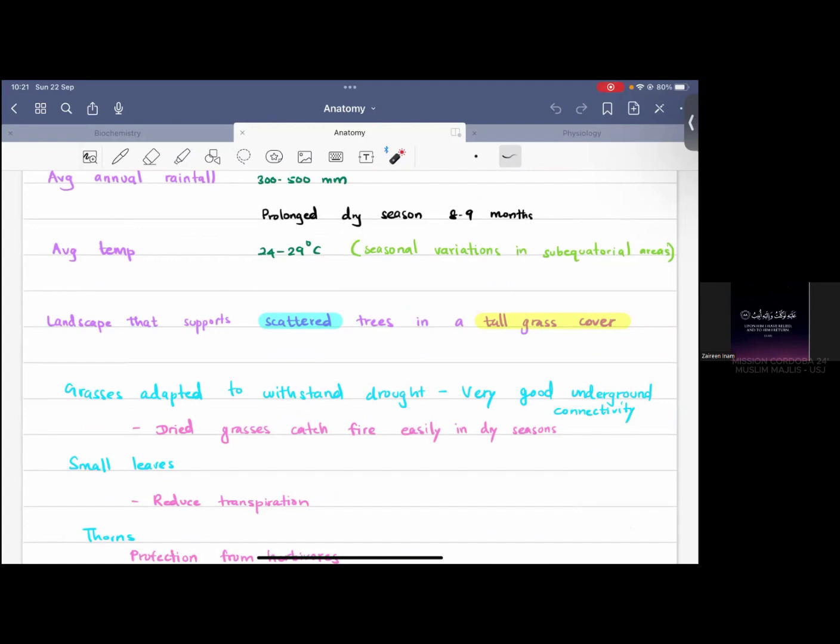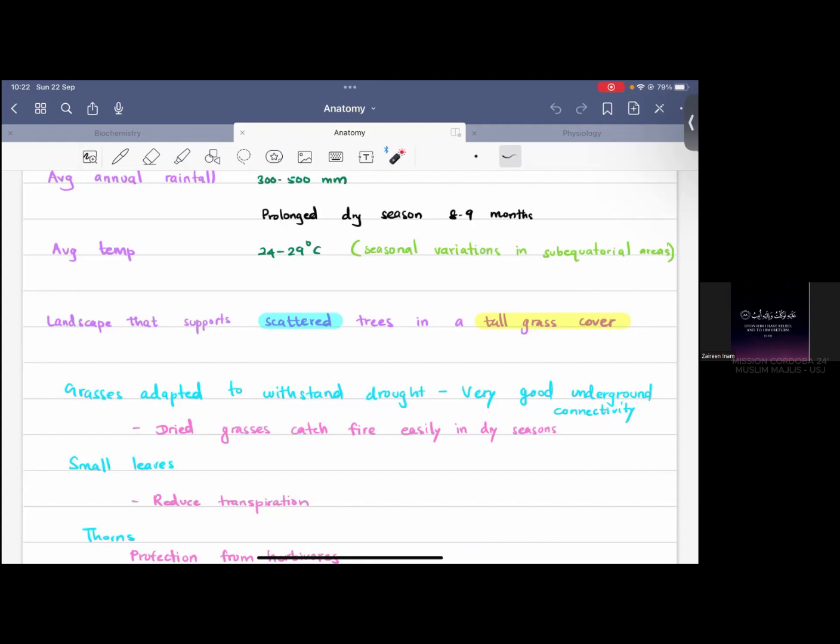So therefore, the grasses should be adapted to withstand this problem, right? To the drought. They naturally grow in the savannas, and they have some adaptation to withstand this drought. So one thing is they have very good underground connectivity. Underground connectivity in the sense, let's say this is the ground, and there is a plant, and there is a plant like this. They are connected like this, and they go very long. That is one thing. So they have a good underground connectivity.